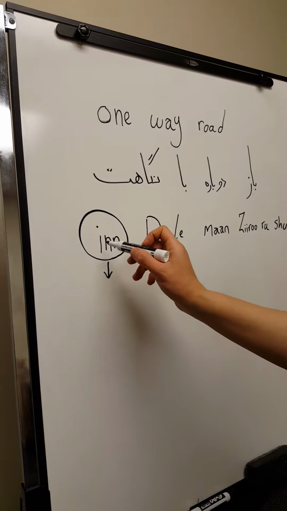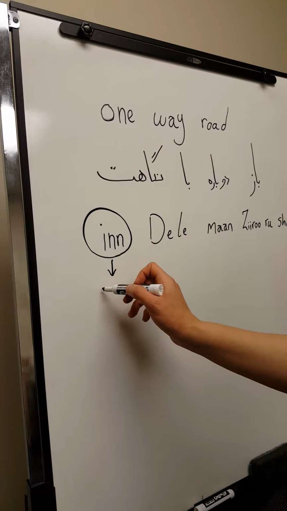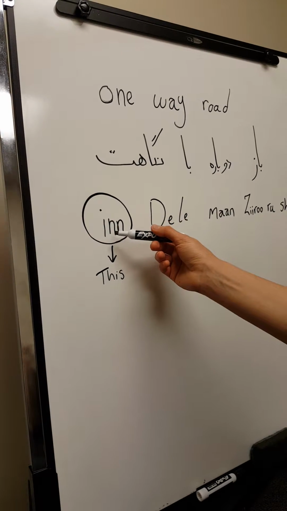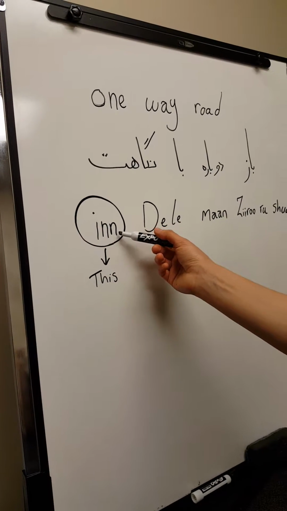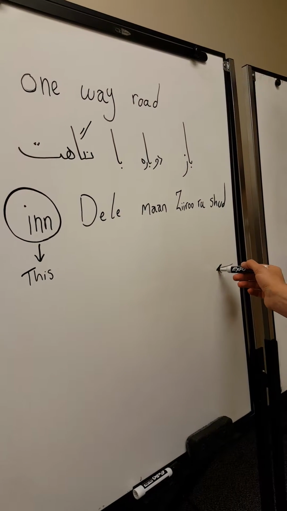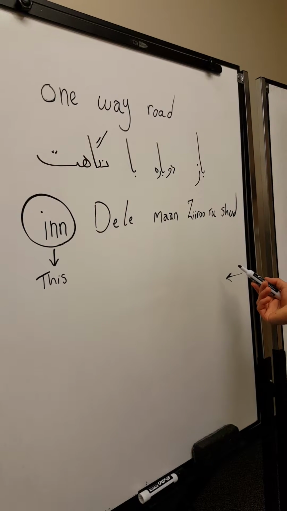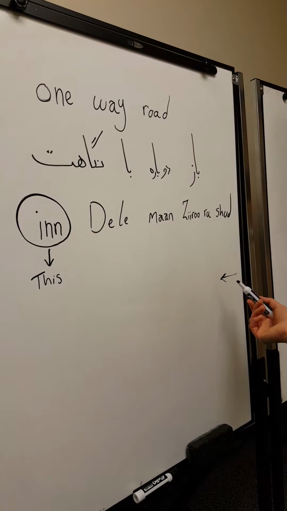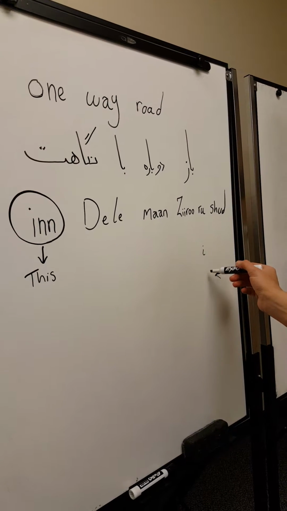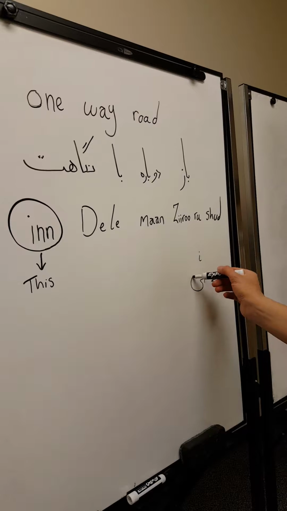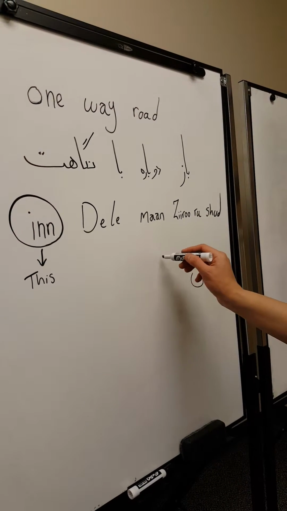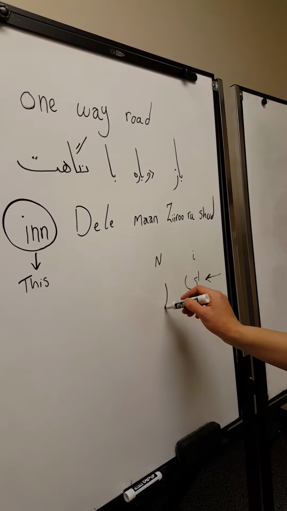In Farsi, the word in means this. How are you going to write this in Farsi? First, you have to start from right to left. The Farsi alphabet that is equal to the English letter I looks like this, and the Farsi letter for N looks like this.